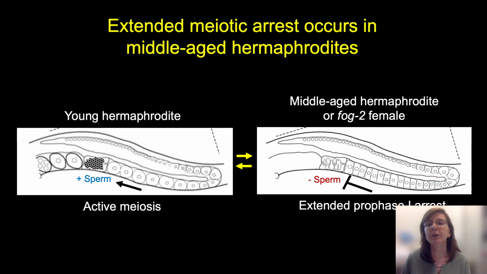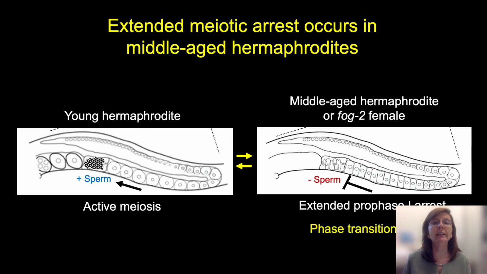We can also use a FOG2 mutant, which lacks sperm, and so these are essentially females, and the oocytes of these female worms are meiotically arrested throughout their lifespan. The extended meiotic arrest of either the middle-aged hermaphrodite or a FOG2 female can be reversed if the worm is mated by a male. Therefore, we have a very convenient system to control meiotic arrest in the lab.